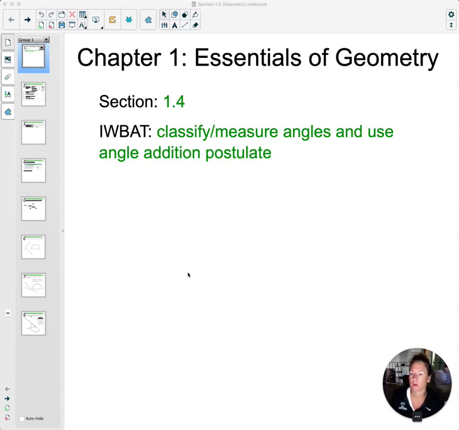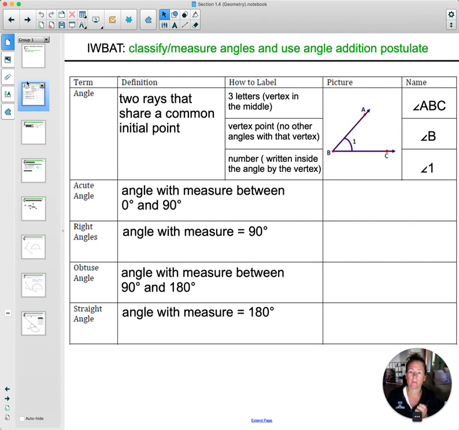In section 1.4, we're going to take a look at classifying and measuring angles and then also the angle addition postulate. So for angles, most of this should be review, but an angle is just two rays that share a common initial point. So remember that starting point. If you look at this picture here, B is the common initial point.